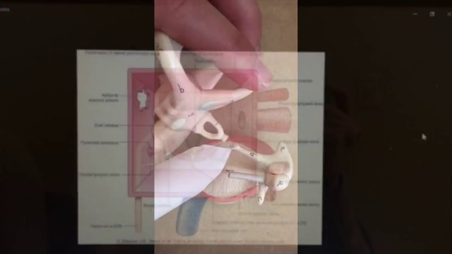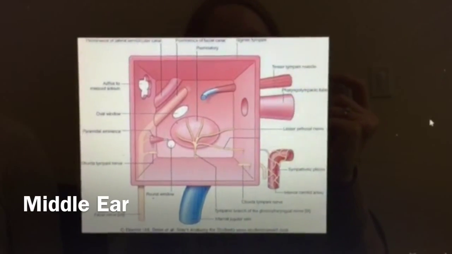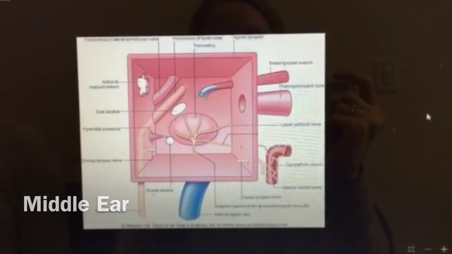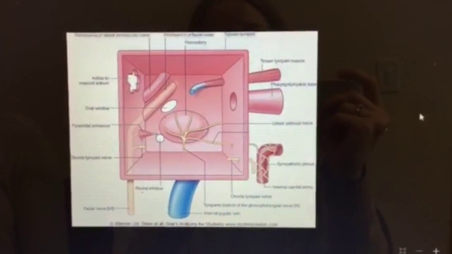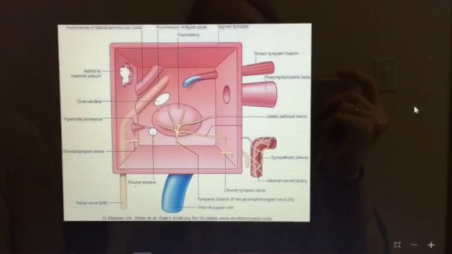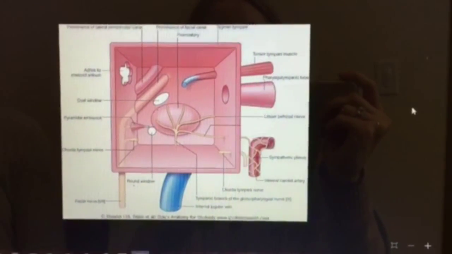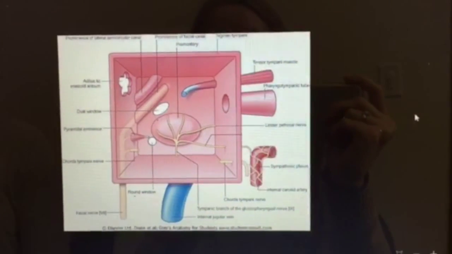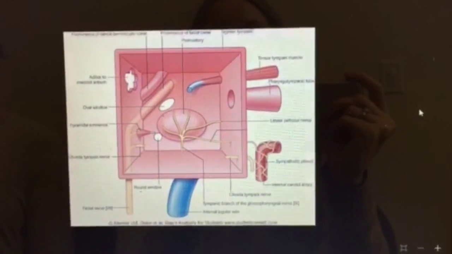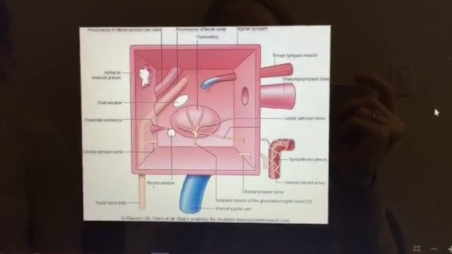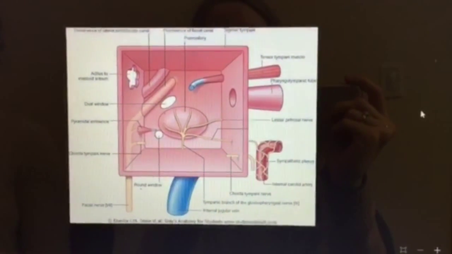A simple way of thinking about the middle ear is to think of it as a cube with 6 walls and 6 sides. Here you can see 5 of the 6 sides because the lateral wall is cut out, allowing us to see the remaining 5. The lateral wall is also known as the membranous wall because of the tympanic membrane and is made up of the tympanic membrane proper as well as the squamous portion of the temporal bone.